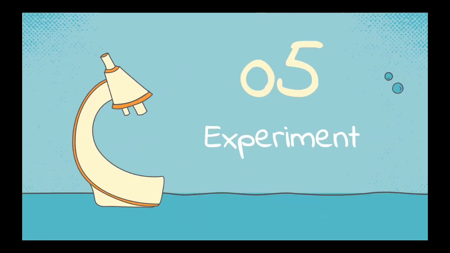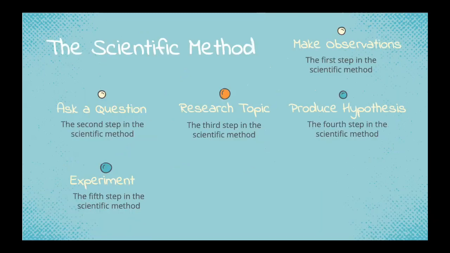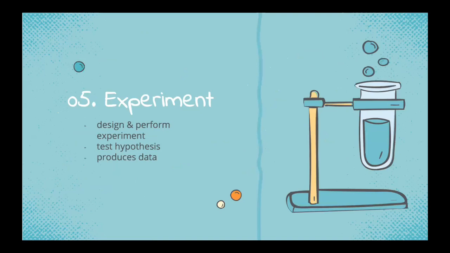The fifth step is to develop a way to test and actually test the hypothesis. This is also known as designing and performing the experiment. In this step, you will produce data. After receiving this data, you need to analyze it.